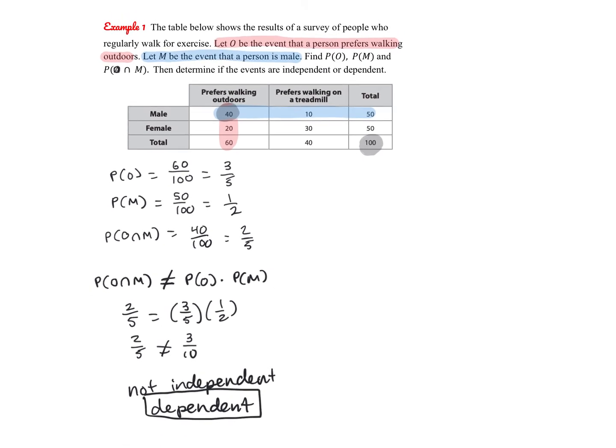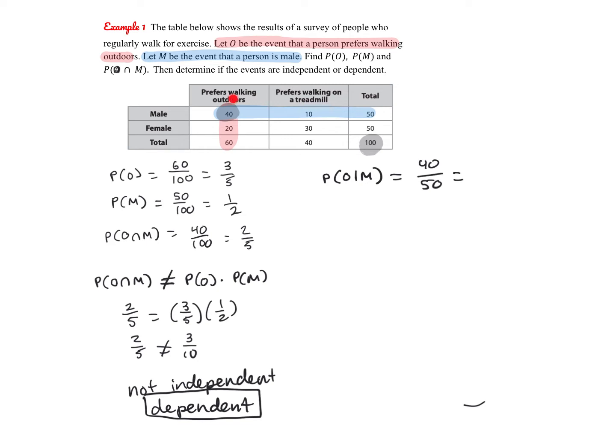Now let's try showing that in another way just for practice, or maybe you prefer doing it in a different way. Let's find the probability of event O given M. So the condition is that they are male. So there are 50 males. And the probability that they prefer walking outdoors given that would be 40 out of 50.